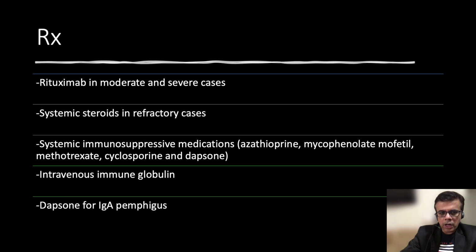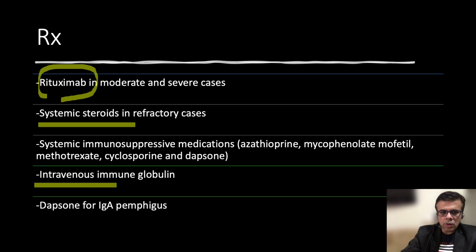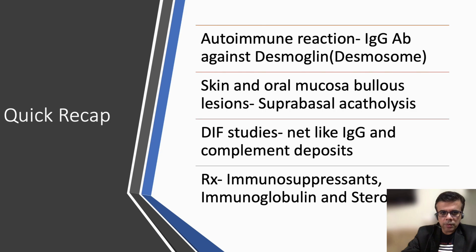Now coming to the treatment, how do we manage? We can give rituximab. This is one of the drugs of choice in moderate to severe cases. In refractory cases, or when rituximab is not available, systemic steroid may be tried. Immunosuppressive therapy like azathioprine, mycophenolate, methotrexate, and cyclosporine are also tried with success. Intravenous immunoglobulin and even plasmapheresis have also been tried with success. Dapsone can be given specifically for the IgA type of pemphigus, which is quite rare compared to the most common IgG type.